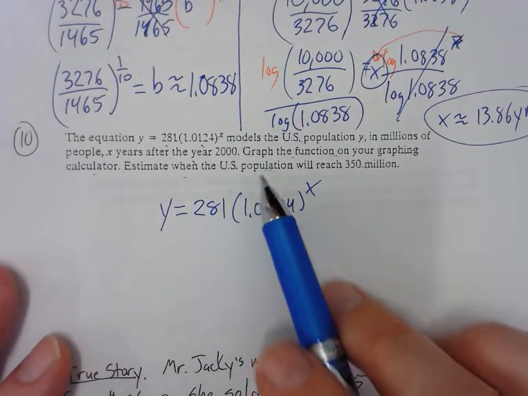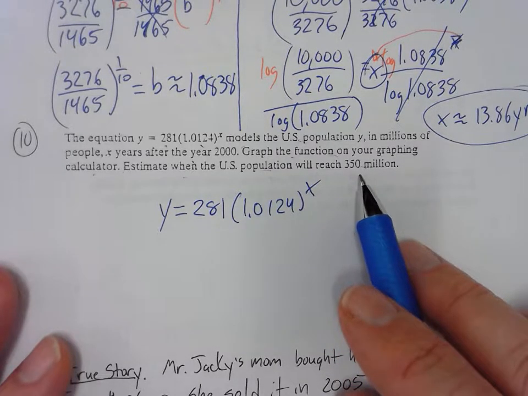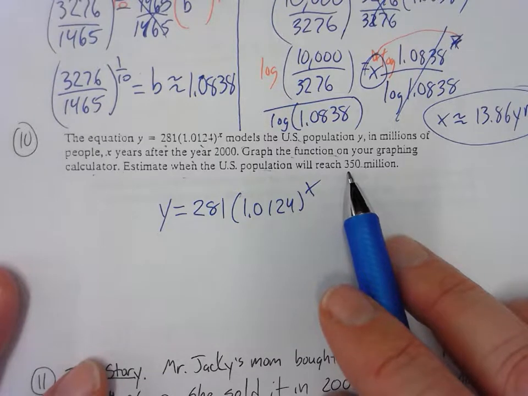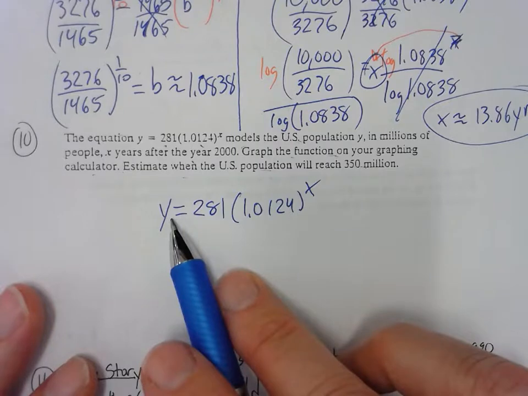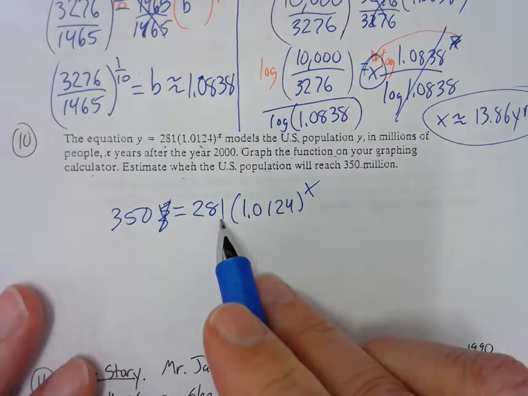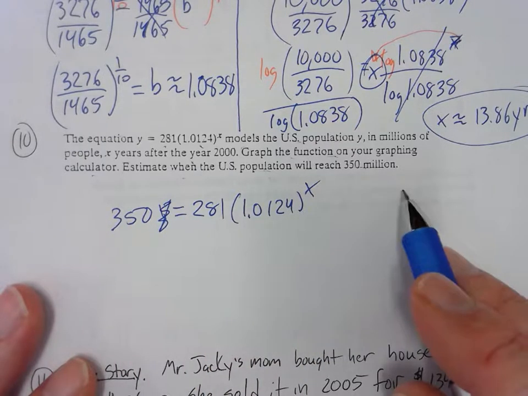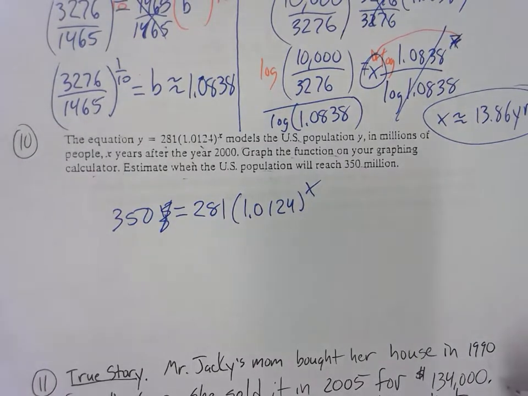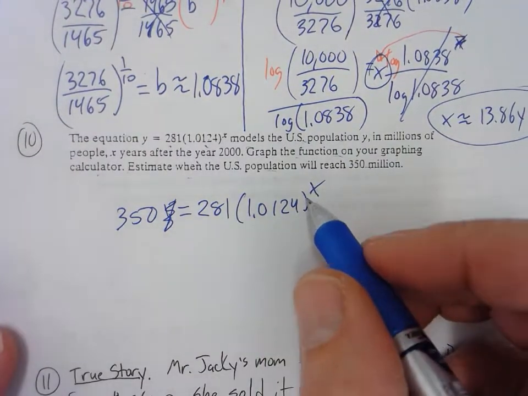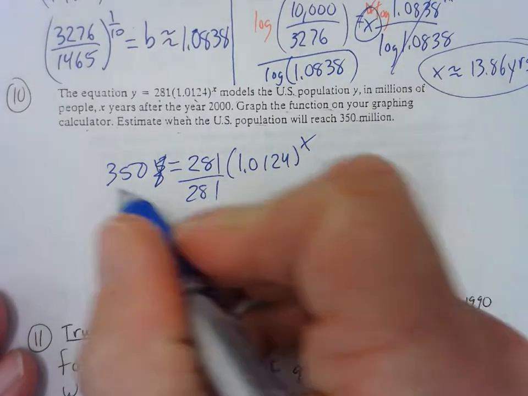And this problem came from an older math book, so who knows. The question is, when will it hit 350 million? So we're going to change this y here into 350. So the 281 represents million, and we're changing it to 350 million. So you could put all those zeros there, but when you divide it over, the zeros would all cancel out. So here we go. We're going to solve this like we did up here. We're going to divide, take the log, bring the x to the front. So 281 on each side.